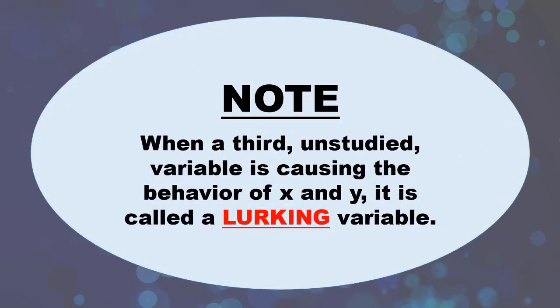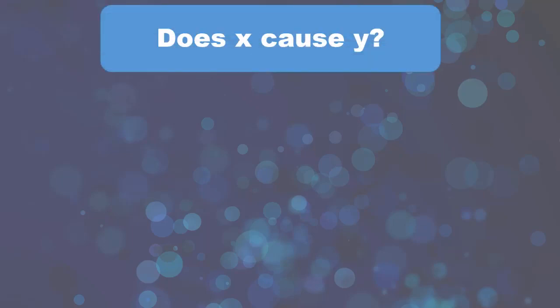Before we do, we have a little note here. When a third unstudied variable is causing the behavior of x and y, it's called a lurking variable. So whenever there's some unforeseen actor in the background that's causing the results for both the variable x and y, it's called a lurking variable. All right, so let's look at these 4 different possibilities and look at them in context of some situations. Does x cause y?